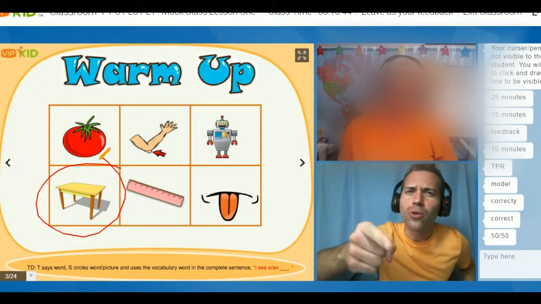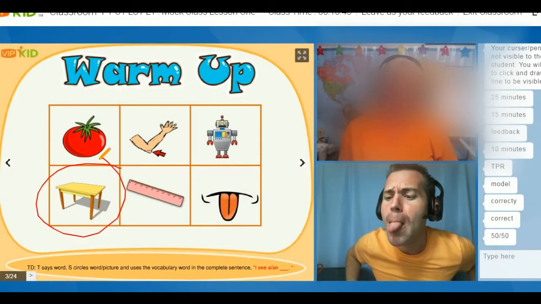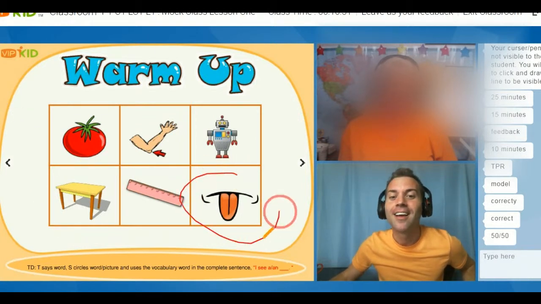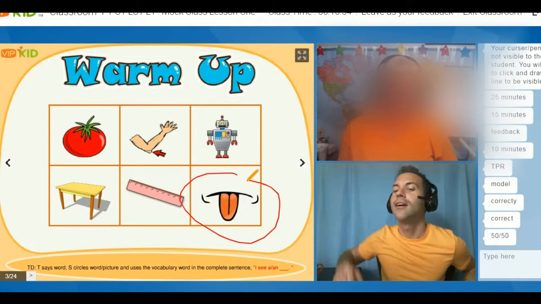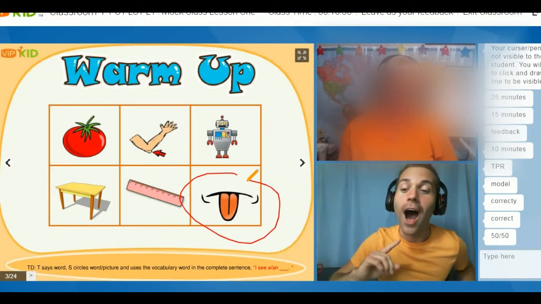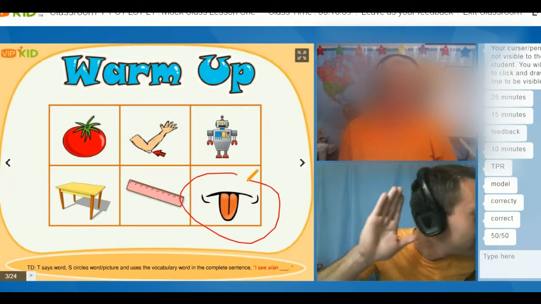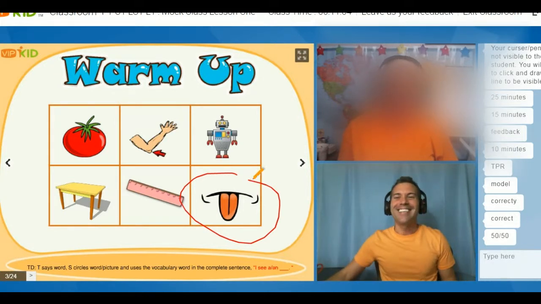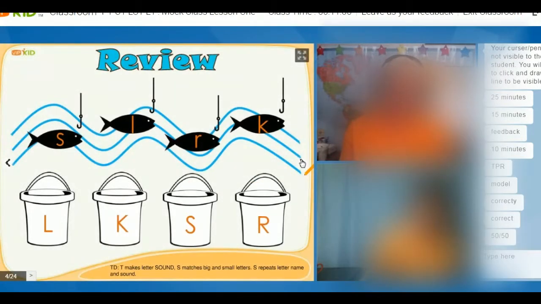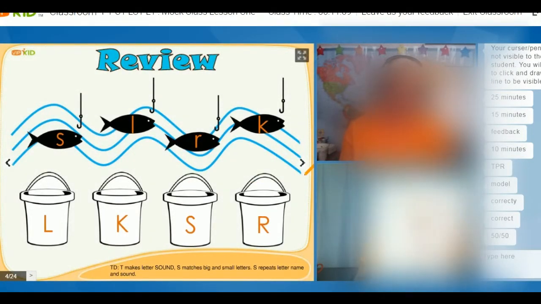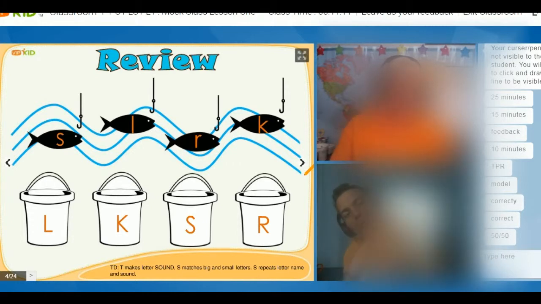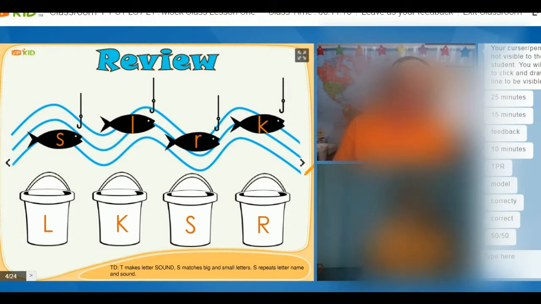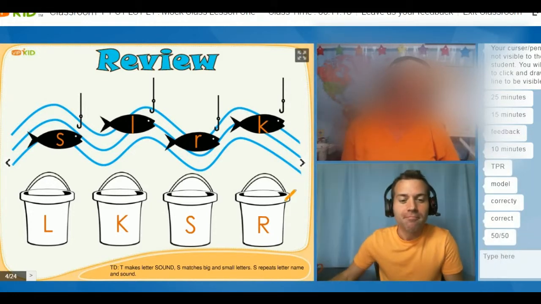What do you see? Sponge. Tongue. G, g, g, g. Tongue. I see a tongue. I see a tongue. Yes, good. That's 3 leaves. 1, 2, 3 leaves. Good job. Okay.